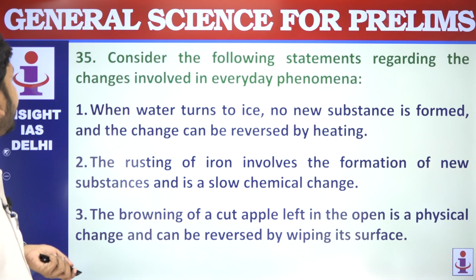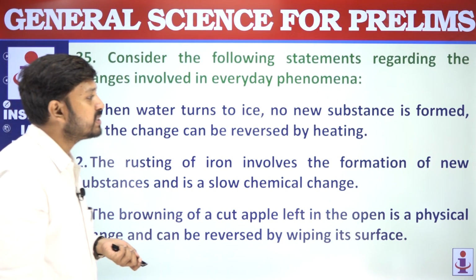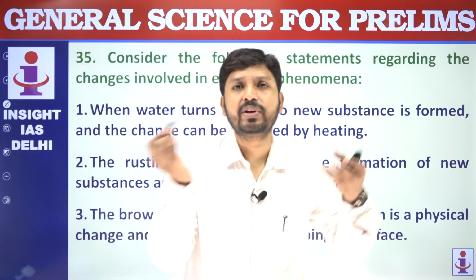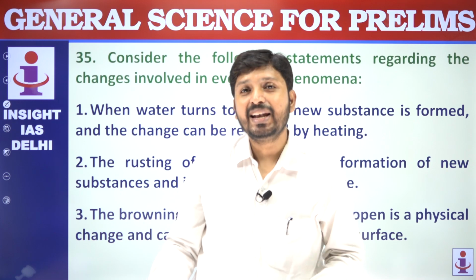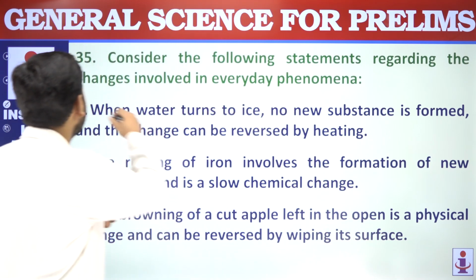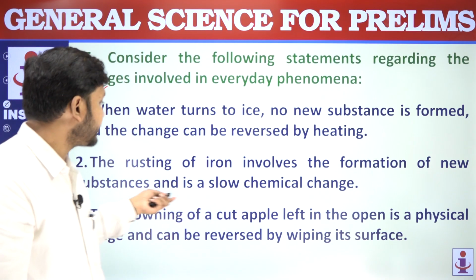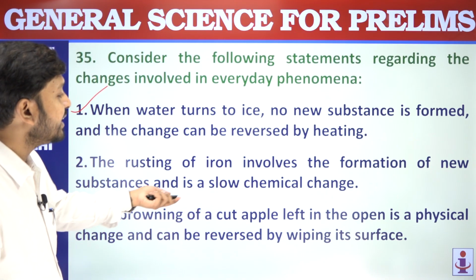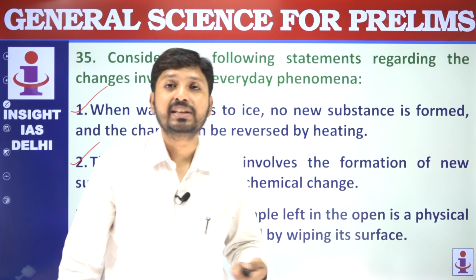Consider the following statement regarding the changes involved in everyday phenomena. When water turns into ice, no new substance is formed, and the change can be reversed by heating. Nothing but liquid is converted into ice, and when ice is heated, it will convert once again into liquid. So no new substance is formed. This is the right statement. The rusting of iron involves the formation of a new substance, and it is a slow chemical change. This is also right, because some chemical reactions are taking place.